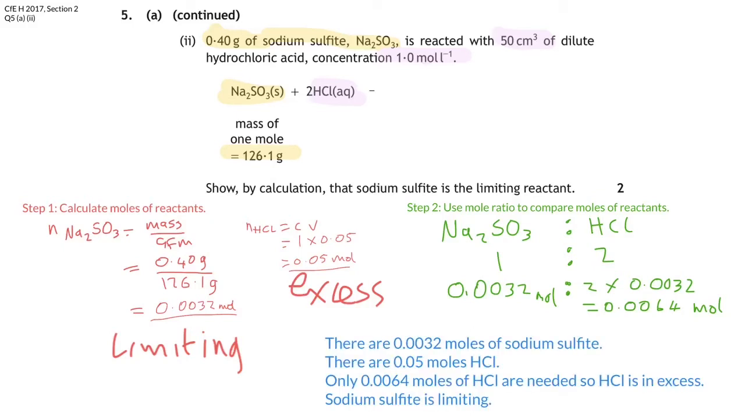So I'll recap the steps again. First step, you calculate the moles of both reactants. Second step, you use the mole ratios, what we call the stoichiometry, to compare the moles of the reactants and see if we've got this much sodium sulfite, how much of the hydrochloric acid do we actually need? And then we look back at what we actually have. Do we have more than that? Do we have less than that? And that tells us which is limiting and which is in excess. And you give a wee summary statement at the end saying what you found.